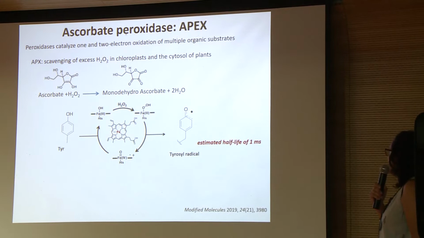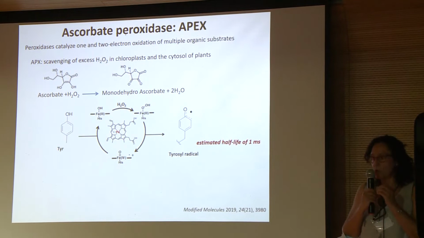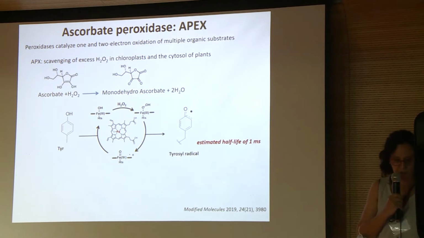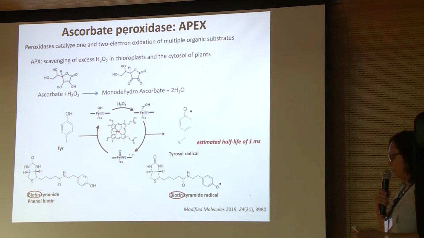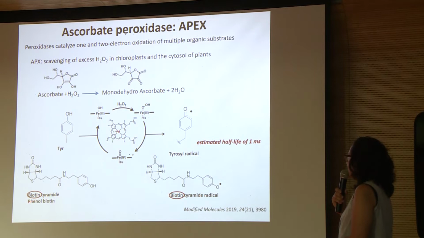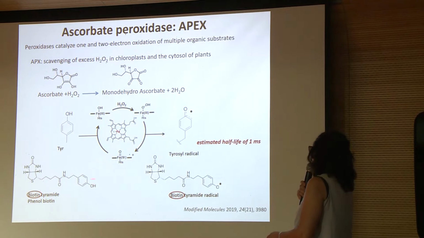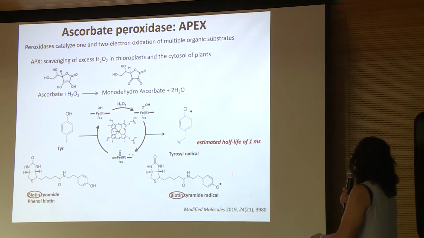So this reactive compound is the one that introduces a mark in the proteins using these proximity labeling approaches. In particular, what we use as substrate in these cases is biotin tyramide, which is also called phenol biotin, that is a derivative of phenol or tyramine that contains a biotin. So when this radical is formed, what happens is that it introduces a biotin label in the proteins in the surroundings.